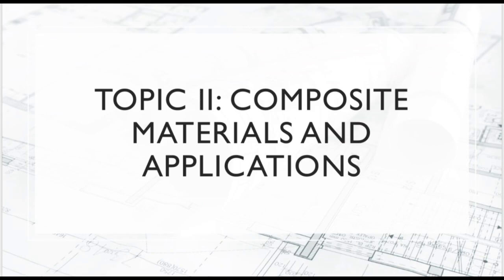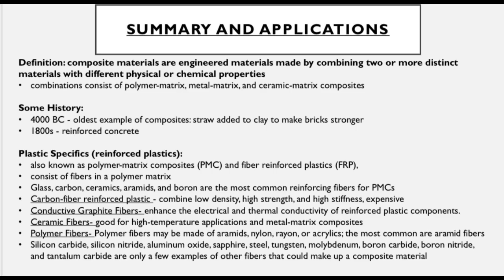The second topic I have selected are composite materials and their applications. Composite materials are engineered materials made by combining 2 or more distinct materials with different physical or chemical properties. Some combination of these consists of polymer matrix, metal matrix, and ceramic matrix composites. Composites date back to 4000 BC, where some of the oldest examples include straw added to clay to make bricks stronger. There's a variety of different kinds of plastics or reinforced plastics.